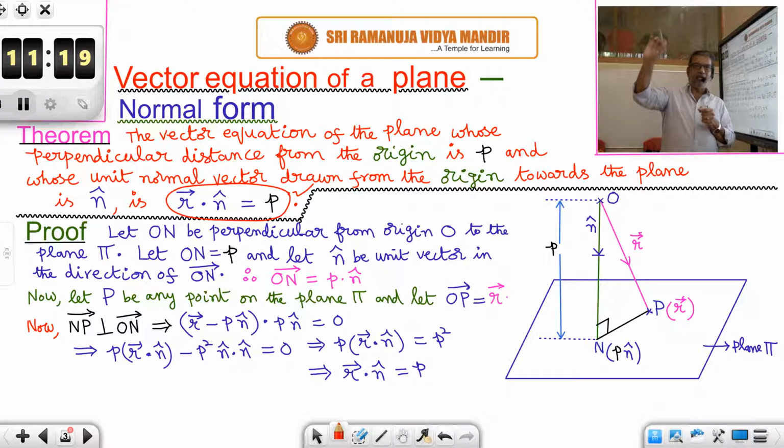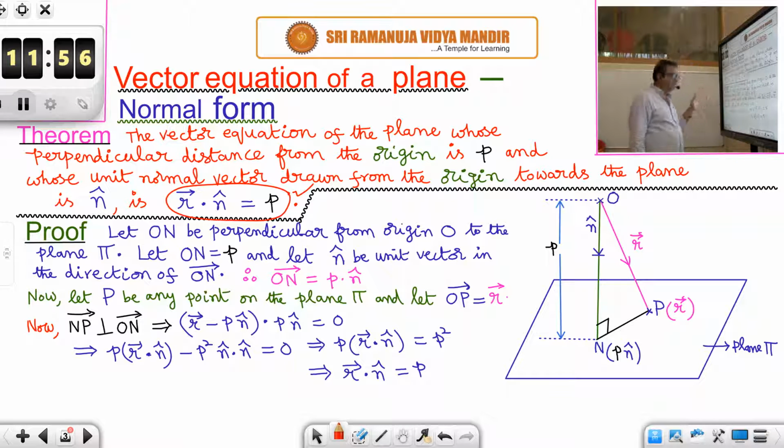Okay. So in that direction, that means from the origin towards the plane, perpendicular direction, the unit vector is n cap. Away from the origin towards the plane and also perpendicular to the plane, in that direction the unit vector is n cap. And what is p there? P is exactly the perpendicular distance from the origin to the plane.